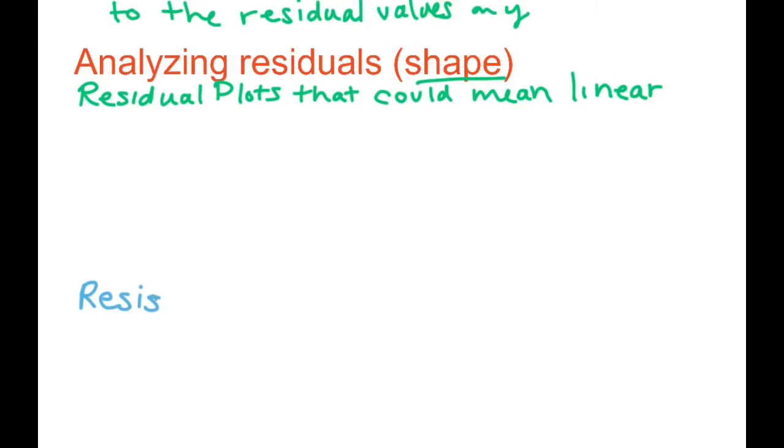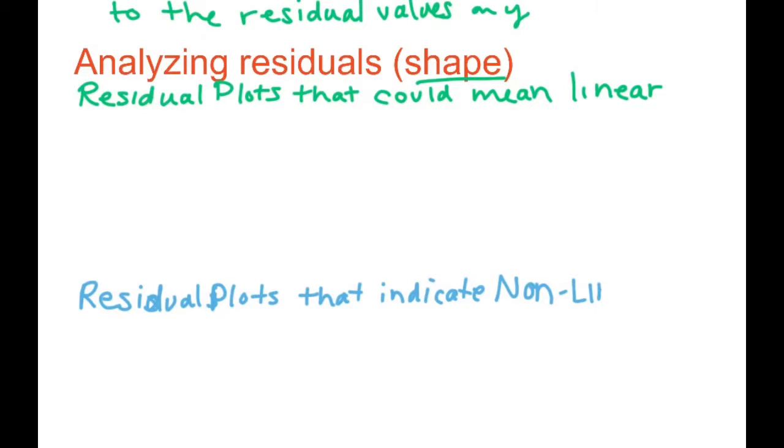Residual plots that indicate non-linear. So things that mean non-linear relationships. So we're basically looking: does it mean linear or does it mean non-linear? And that's really all we have to look at.